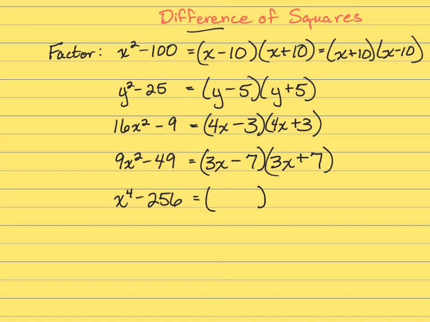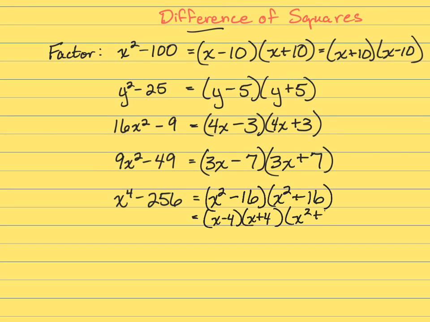Now, this last one's a little bit different, but it is still a perfect square. To get the x to the fourth, you need an x squared and an x squared. To get the 256, 256 is a 16 squared, so minus 16 and plus 16. Now, that leads us to this. Once you're done factoring, you want to look and see if you can factor the factors that you've just found. And we notice that this first one, x squared minus 16, will factor into x minus 4 and x plus 4 because it's a difference of squares.